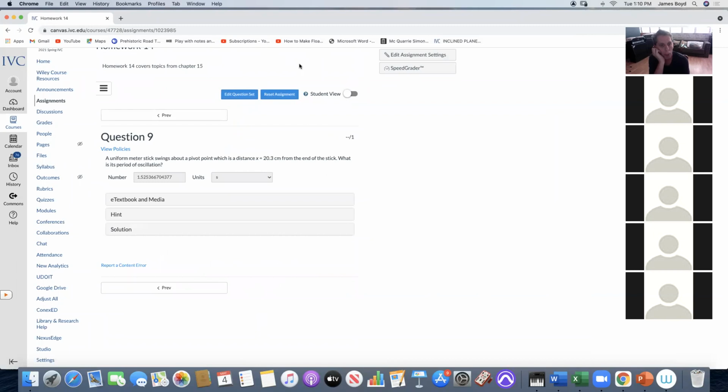Final one of these. Uniform meter stick with a pivot point which is at a distance x from the end of the stick. What is the period of oscillation? So let's do this.